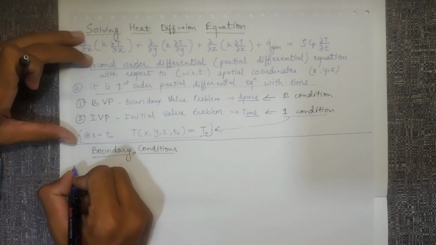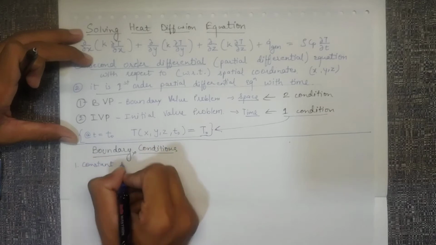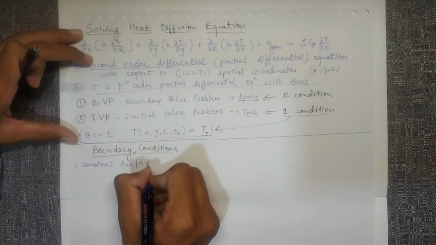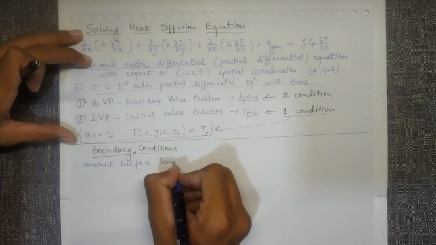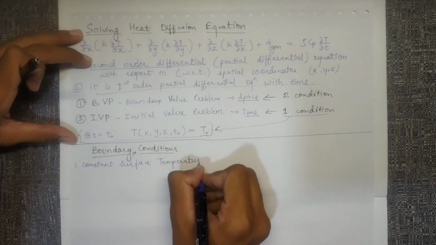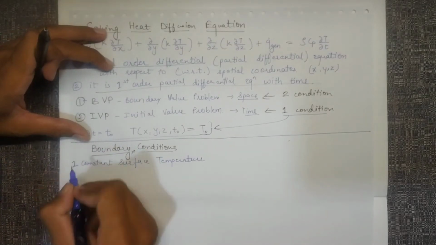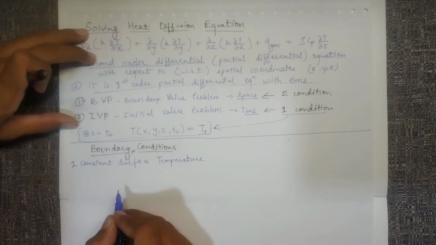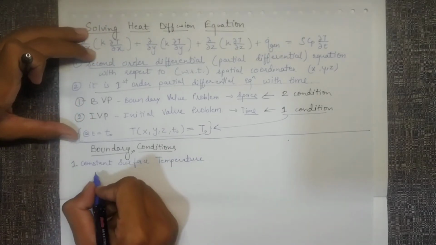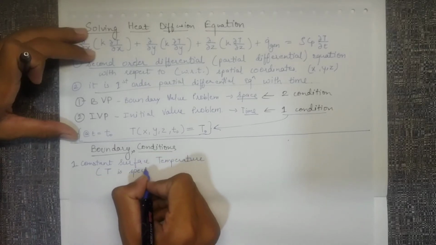The first one is constant surface temperature, and whenever possible I'll give you the physical significance or physical example of this constant surface temperature or whatever boundary condition comes next. Constant surface temperature, I can say the temperature is specified.